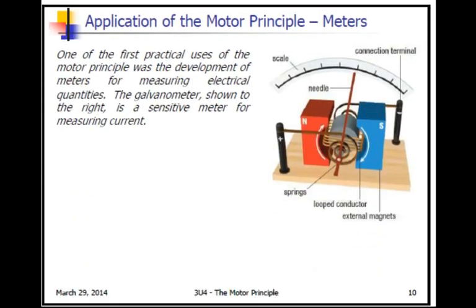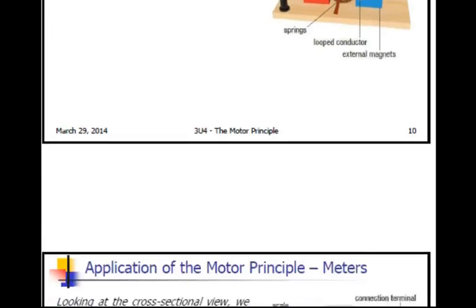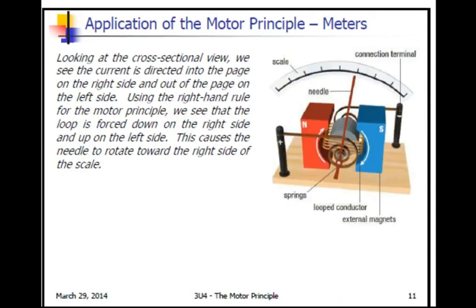One of the first practical uses of the motor principle was the development of meters for measuring electrical quantities. The galvanometer shown to the right is a sensitive meter for measuring current. So looking at a cross-sectional view, we see the current is directed into the page on the right side and out of the page on the left side.